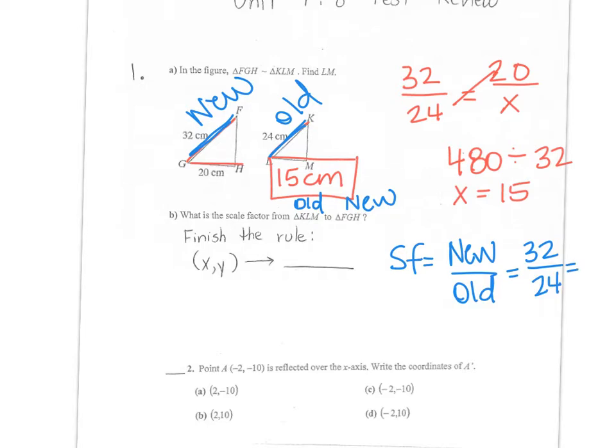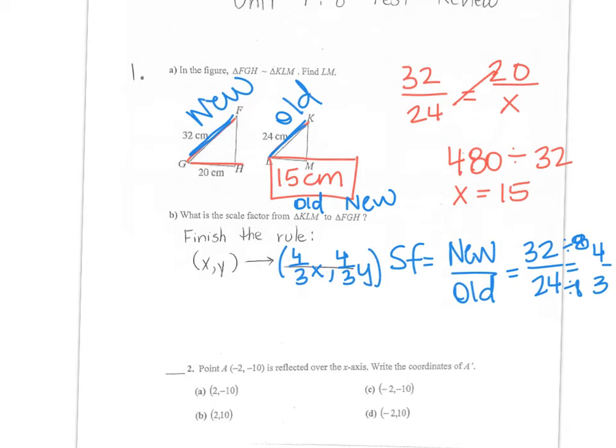So if I simplify 32 over 24, 4 goes into both of these. Oh, I could even go better than that. Let's say 8 goes into both of these, which would give me 4, and if I divide this one by 8, I would get 3. So my scale factor is 4 over 3. So my rule when I use a scale factor is a dilation, which means I just multiply. So it would be 4/3 x, 4/3 y.